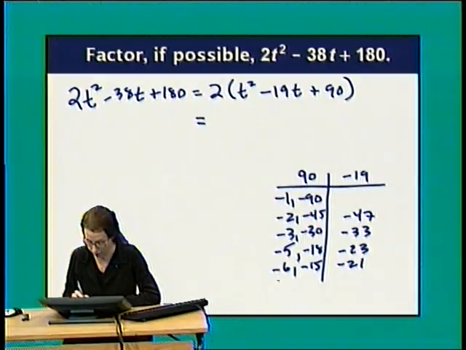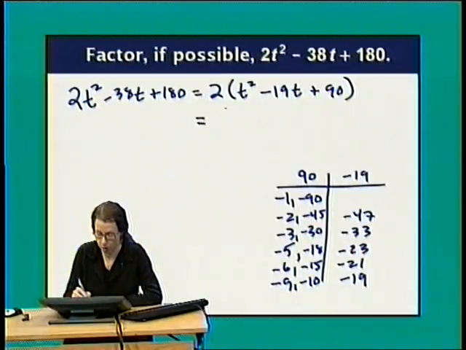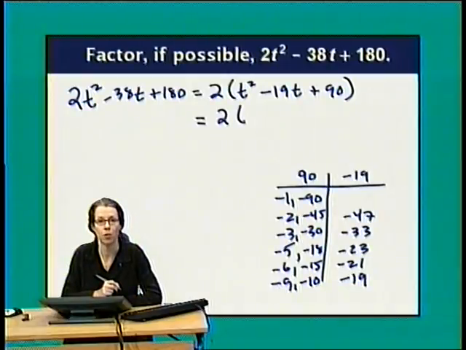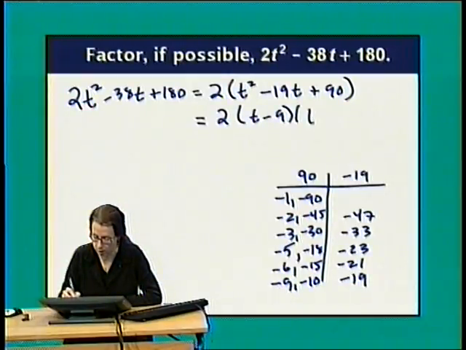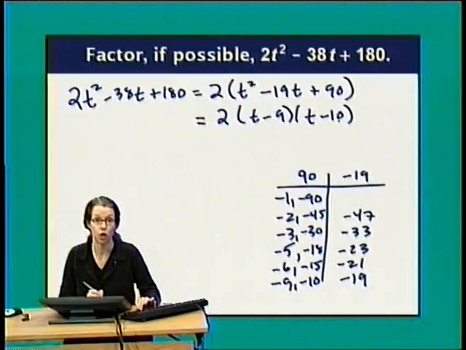But look, 9 does. And what do you know? 9 times 10 is 90, and negative 9 plus negative 10 equals negative 19. So what does the trinomial factor to? T minus 9 times t minus 10. Take a minute to just check your factorization.